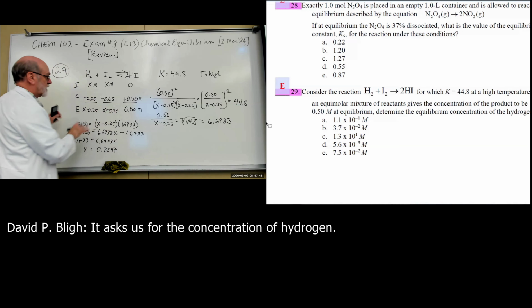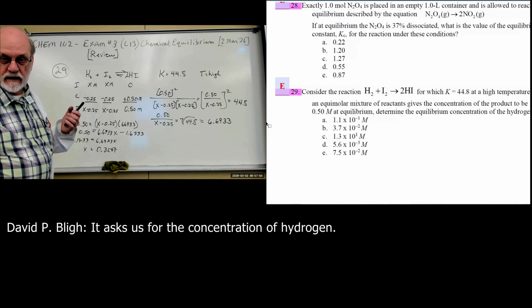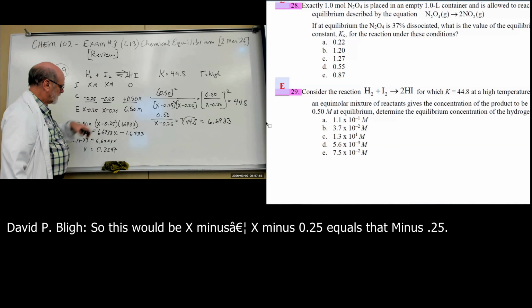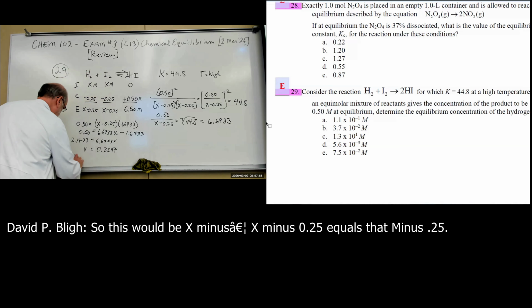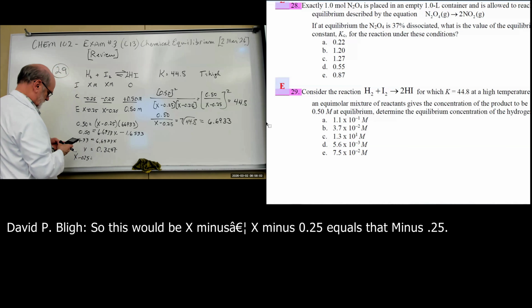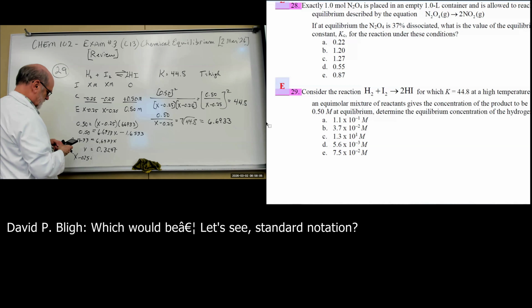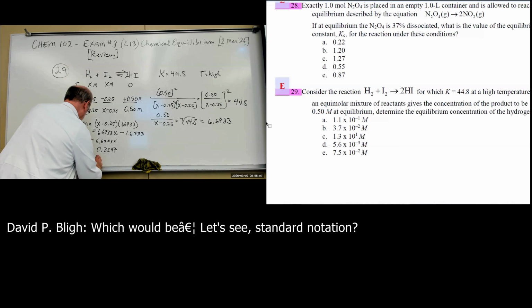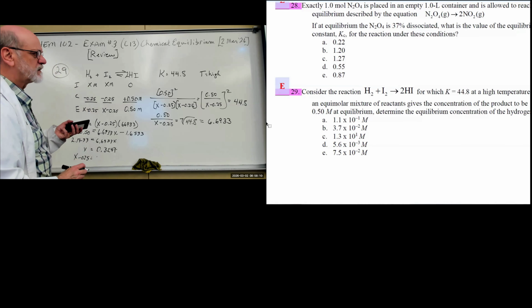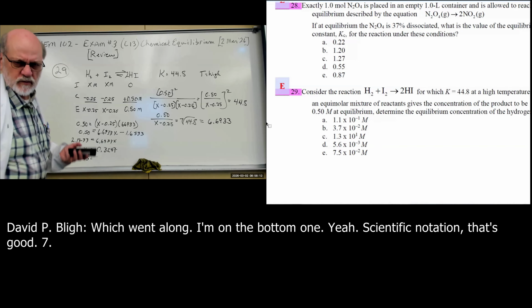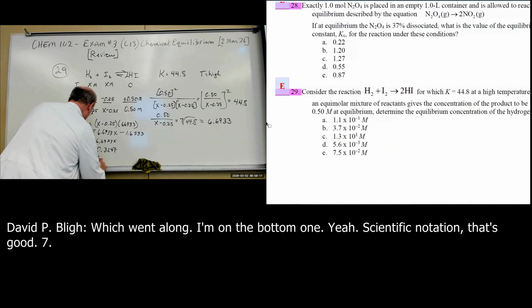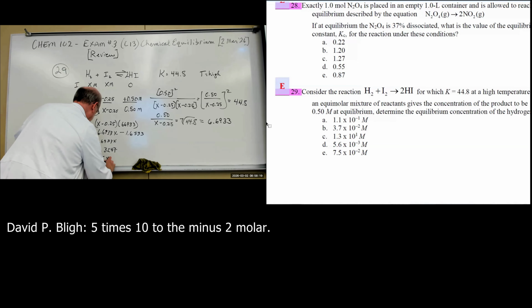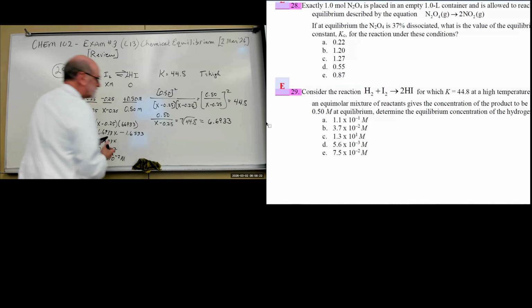That's x. It asks us for the concentration of hydrogen. So this would be x minus 0.25 equals that minus 0.25, which would be, let's see, scientific notation. That's good. 7.5 times 10 to the minus 2 molar.